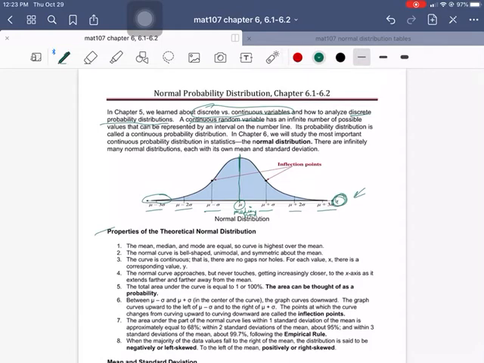The total area under the curve, the shaded area, can be thought of as a probability. This here is the area. It's also a probability or proportion, however you want to call it. The total area under the curve is 1 or 100%.